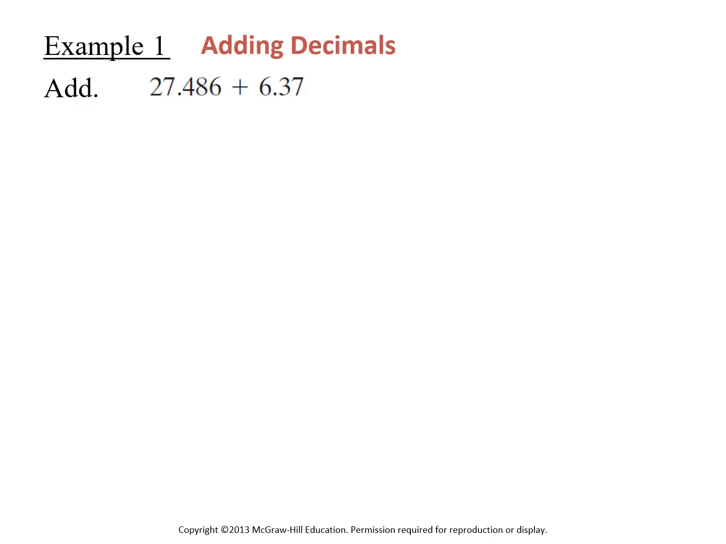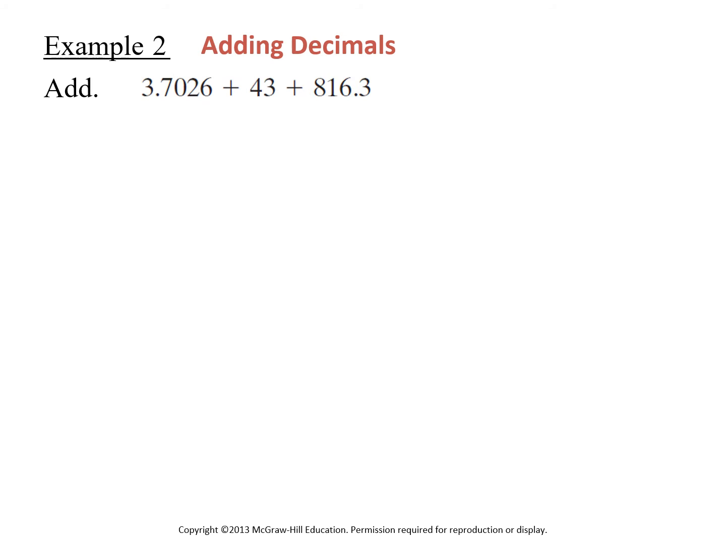So we have 27 and 486 thousandths and 6 and 37 hundredths. We've put a 0 at the end of 37 hundredths. It's now 370 thousandths. It's equivalent. And we add the numbers and we insert the decimal point where it belongs, in between the 3 and the 8.